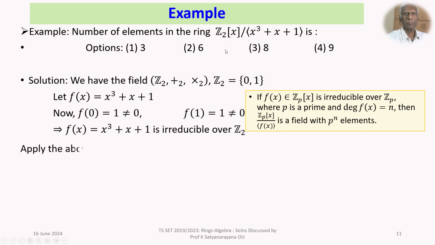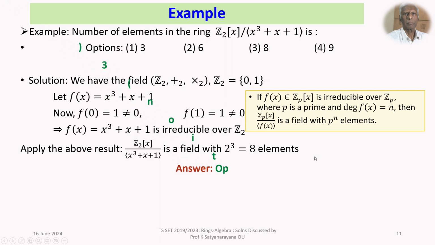So Z2[x] by the ideal generated by x^3 + x + 1 is a field with p^n elements. p is 2. The degree of the polynomial is 3. So 2^3, that is equal to 8 elements. So the number of elements in the ring, it is given as a ring, but it is actually a field, and you have 2^3, that is equal to 8 elements. The answer is option 3, where 8 is appearing.